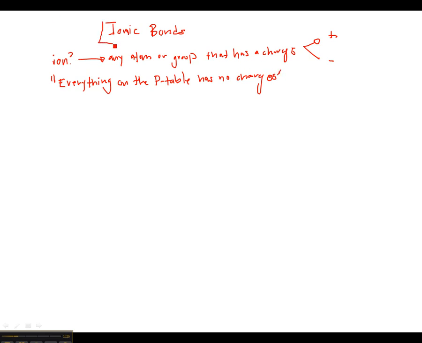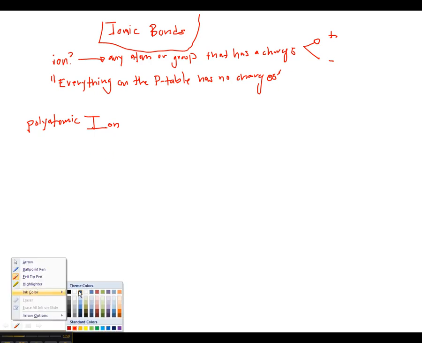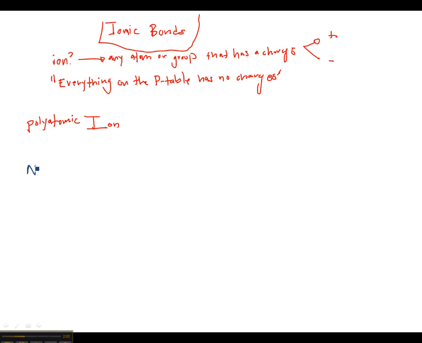I noticed in class today a lot of people were asking, what is a polyatomic ion? Well, a polyatomic ion is a group that has a charge. Instead of just being one thing with a charge, it's a group of elements that have a charge. For example, a normal ion would be sodium. It's positive. That's just one element.